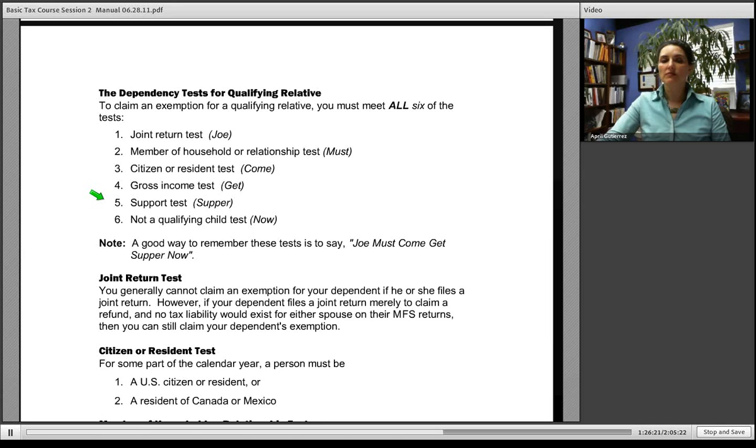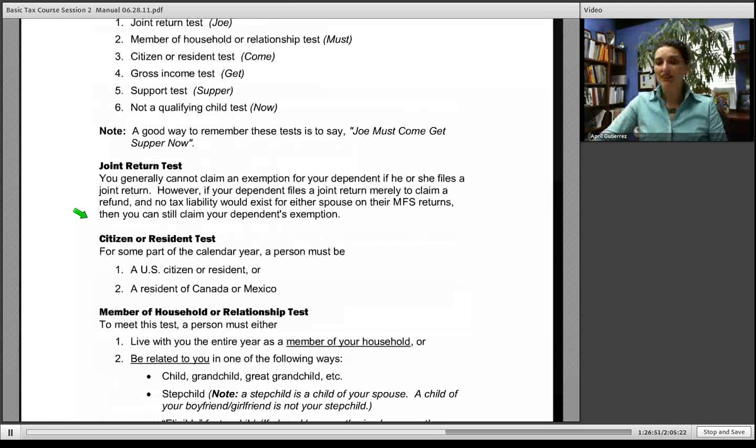Now let's maybe make a sentence out of all of this. Joint corresponds to Joe. Member of household relationship test, that is must. Citizen or resident test, come. Gross income test, get. Support test, supper. Not a qualifying child test, now. So a good way to remember these 6 tests would be to take the phrase, Joe must come get supper now. You may think that's a really silly way to remember, or you may think it's great. It's just a learning tool for you if you'd like to try using it.